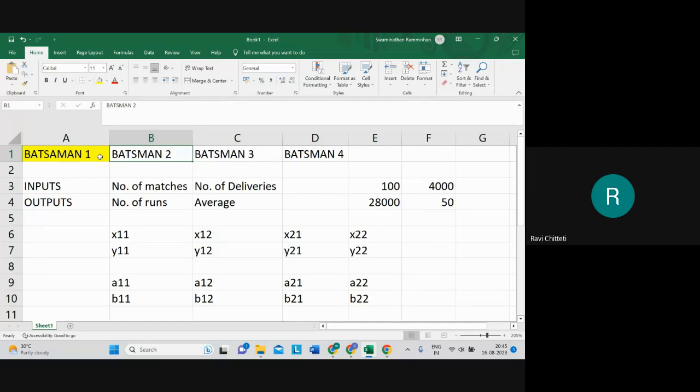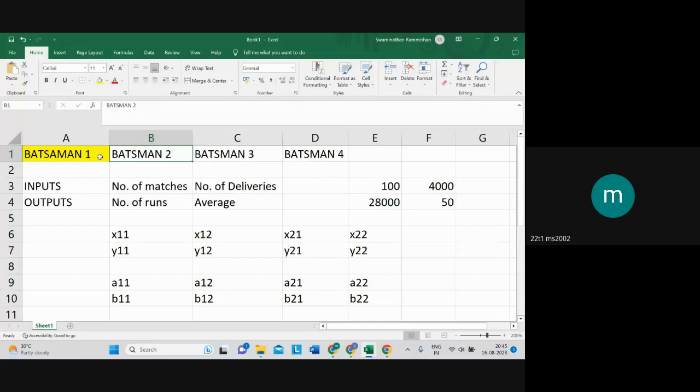May I ask one question here? How do you calculate the weight? That's what your linear programming is going to do. Linear programming is going to give you the set of optimal weights pertaining to that particular decision-making unit. It could be a batsman, a machine, human beings, organizations, and so on.